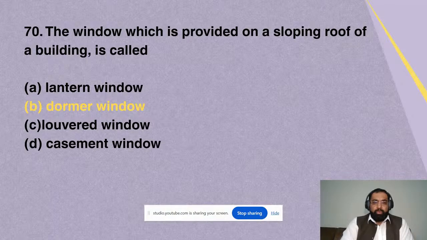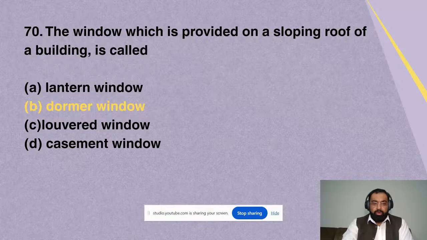70. The window which is provided on a sloping roof of a building is called: A. Lantern window, B. Dormer window, C. Louvered window, D. Casement window. Option B is correct, which is dormer window. So the window provided on a sloping roof of a building is called a dormer window.